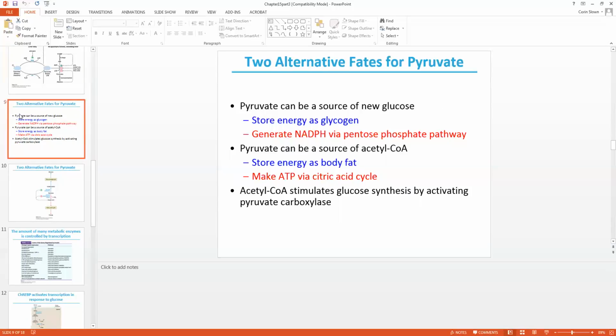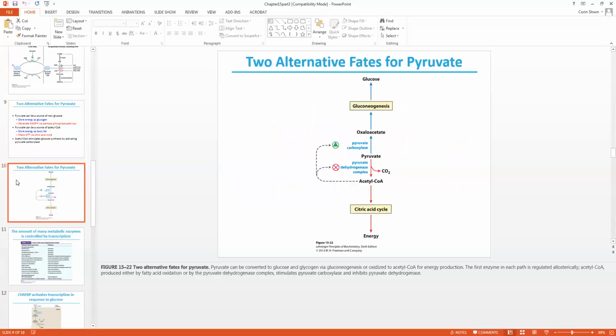So what does that mean? Well, I have two alternative fates for pyruvate. Pyruvate can be a source of new glucose. It can actually store energy as glycogen and generate NADPH via the pentose phosphate pathway. Pyruvate can also be a source of acetyl-CoA. It can store energy as body fat. It can make ATP via the citric acid cycle. And acetyl-CoA actually stimulates glucose synthesis by activating pyruvate carboxylase.